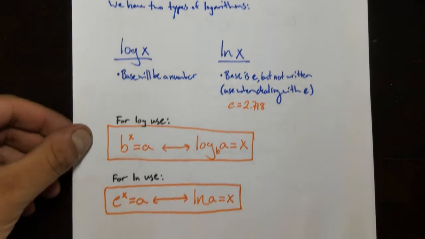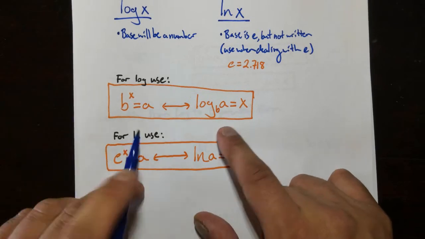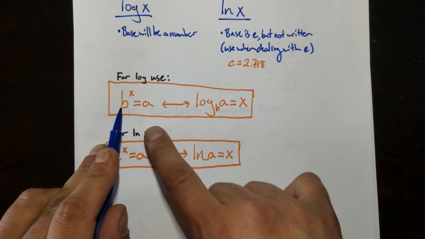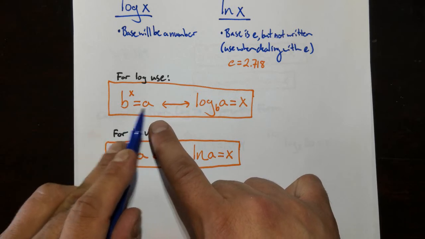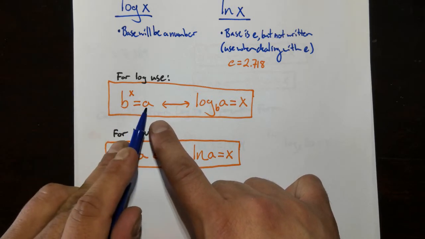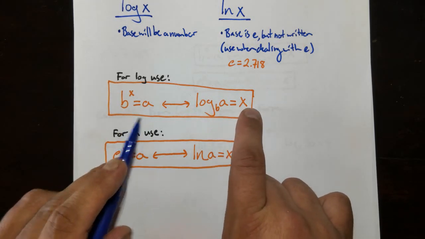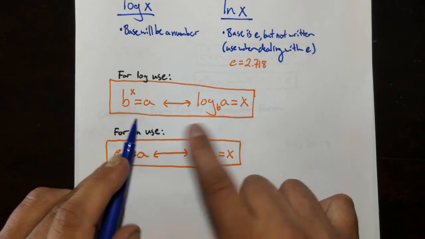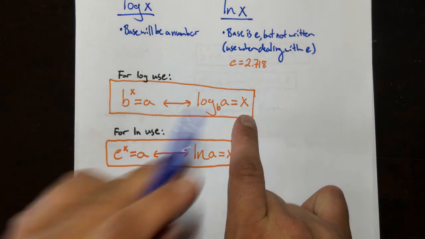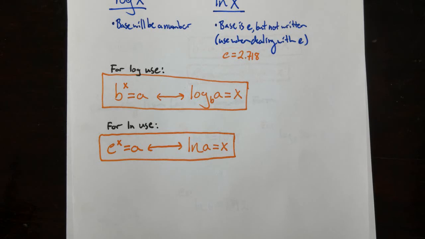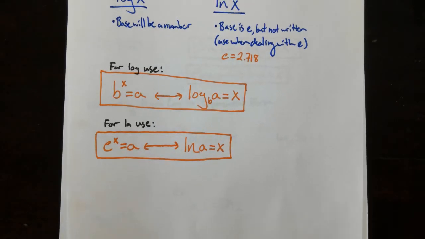So for logs, this is the same thing that we looked at yesterday. Use this, or for logarithms, b to the x is equal to a, so b to some power is equal to some other number. That can be written as log base b of a is equal to x. So notice that here it's solved for a, here it's solved for x. So that's why these different forms are so useful to us. They help us when we're trying to solve for something.